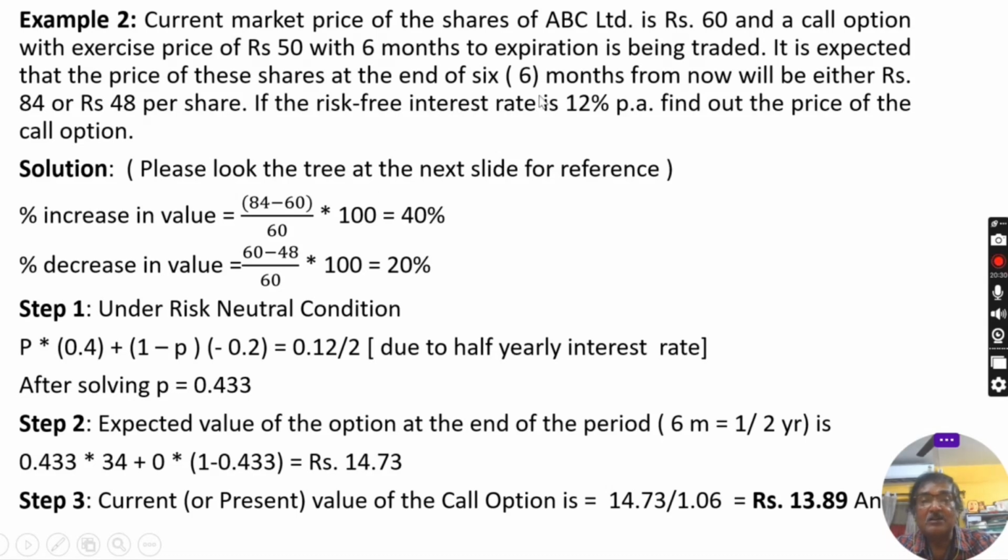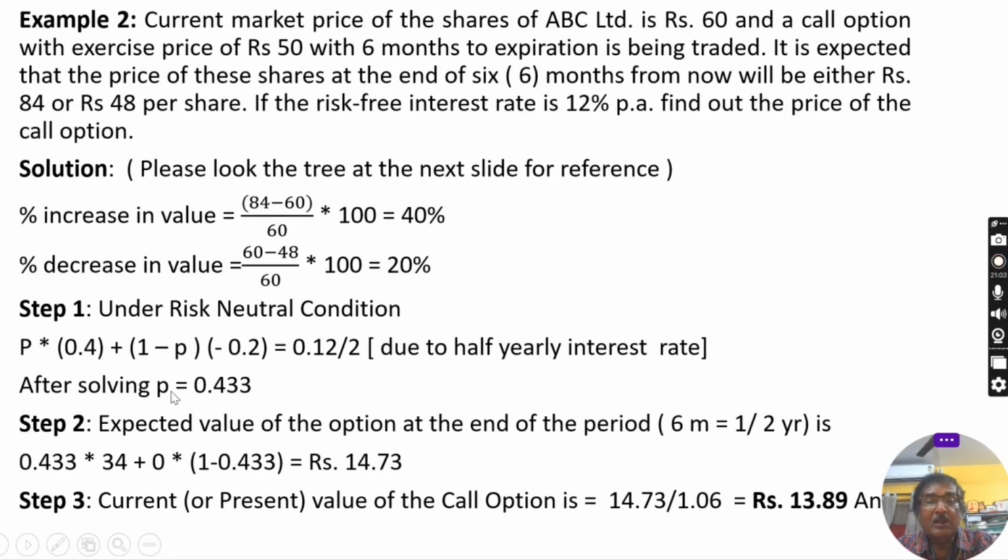But this is a case of 6 months. That's why the interest rate is to be divided by 2 for 6 months. The interest rate will be 6%. That's why this is divided. If it is quarterly, then how much? Quarterly means after 3 months, then in that case you have to divide by 4. If it is monthly, say after 1 year the increase and decrease price is given, then you have to divide the interest rate per annum by 12.